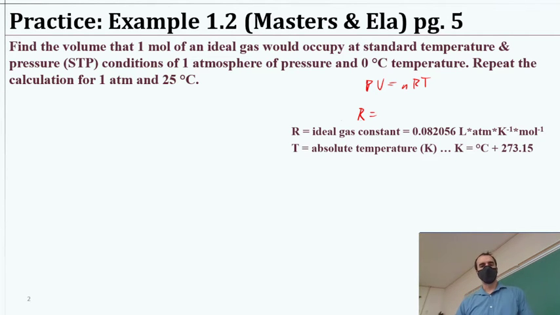Right, so then we have the ideal gas constant R, that's 0.082, etc. And we have the units there. We notice that in the units we have temperature in K, so make sure you convert that. Take a moment to do that on your own.